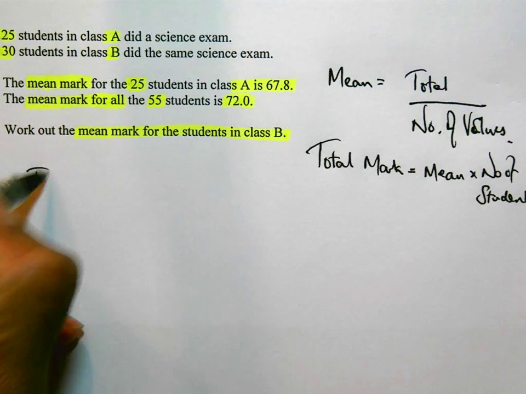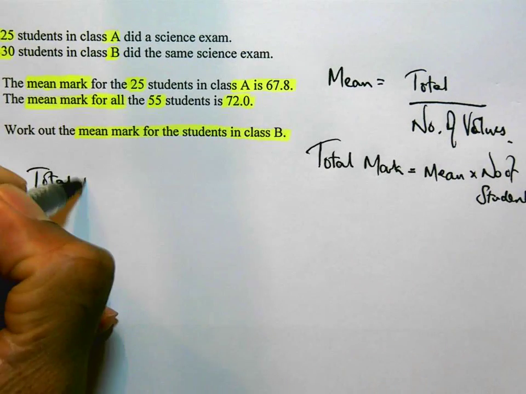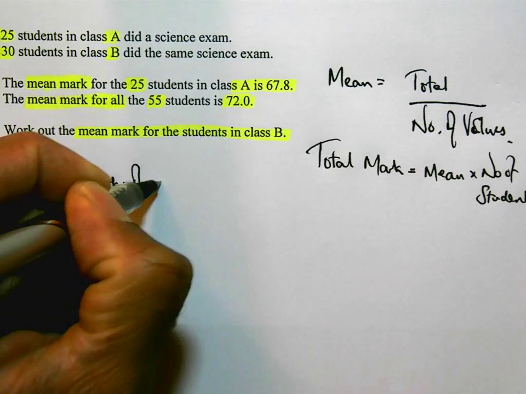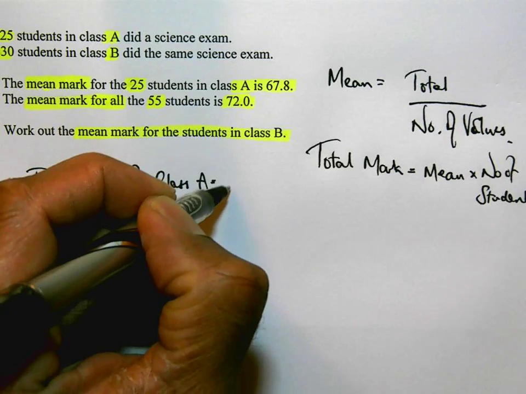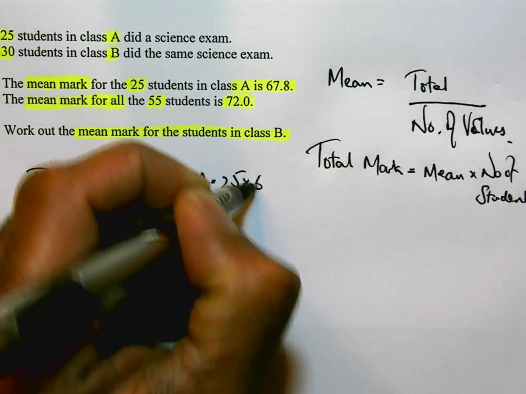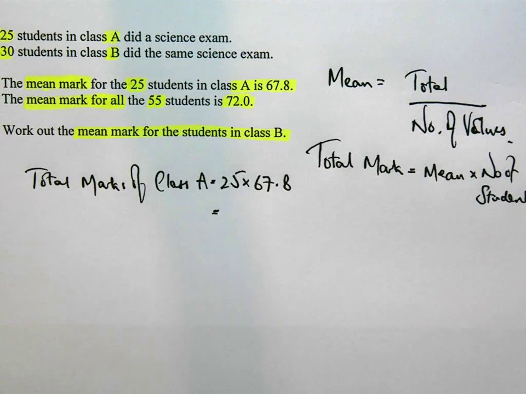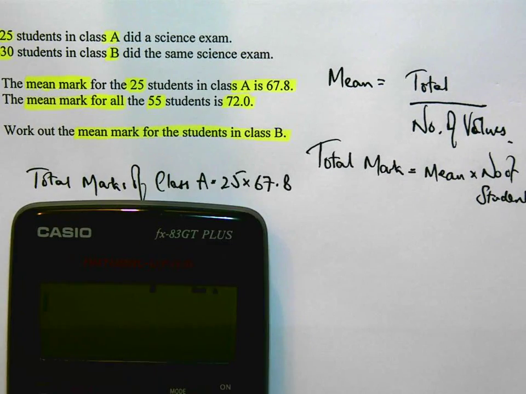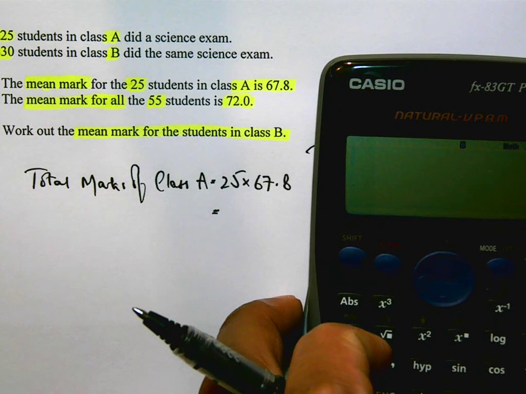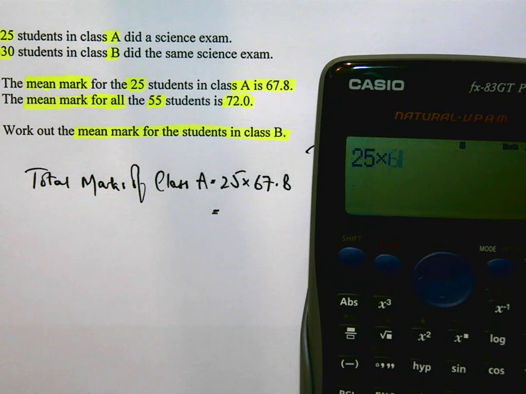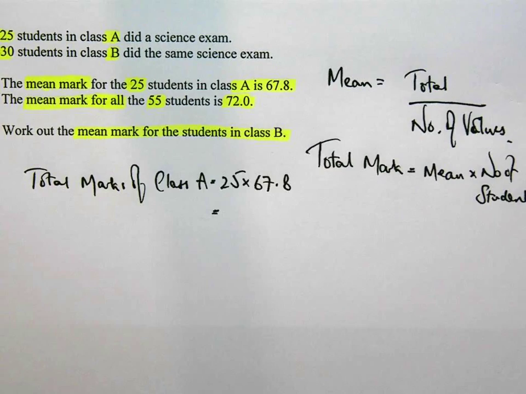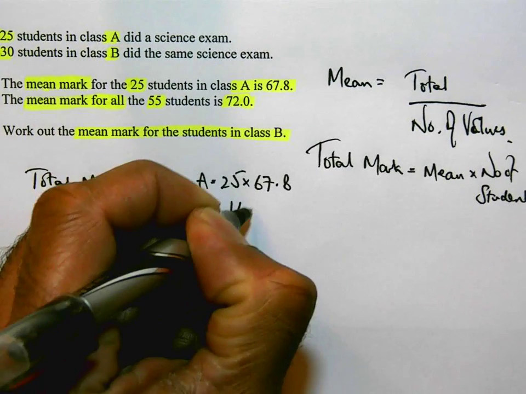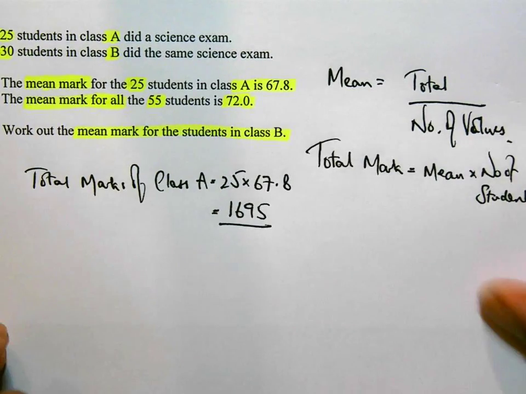So the total marks of class A is going to be 25 times 67.8, and that is, if I bring my calculator across and do that maths, 25 times 67.8 equals 1,695. So I'm going to write that in. 1,695. That's the total marks of everybody from class A.